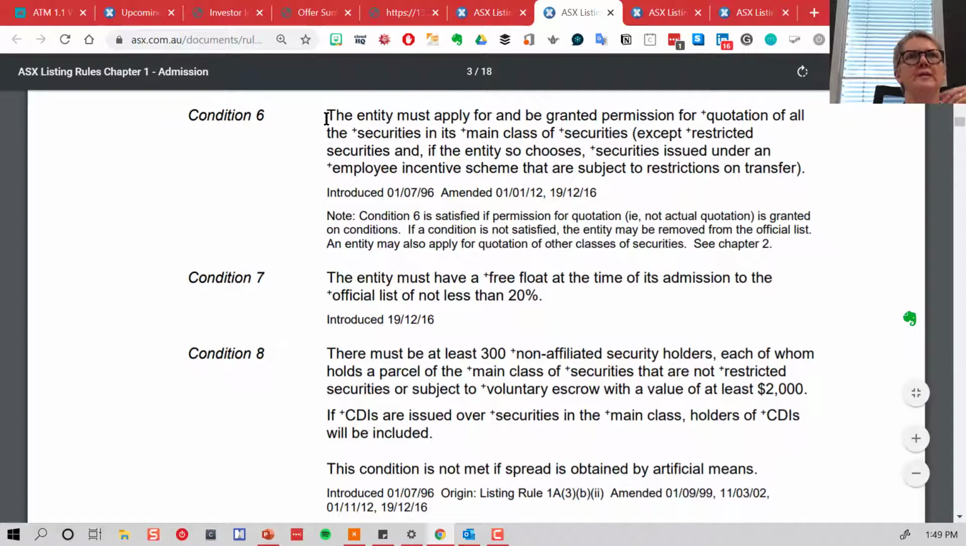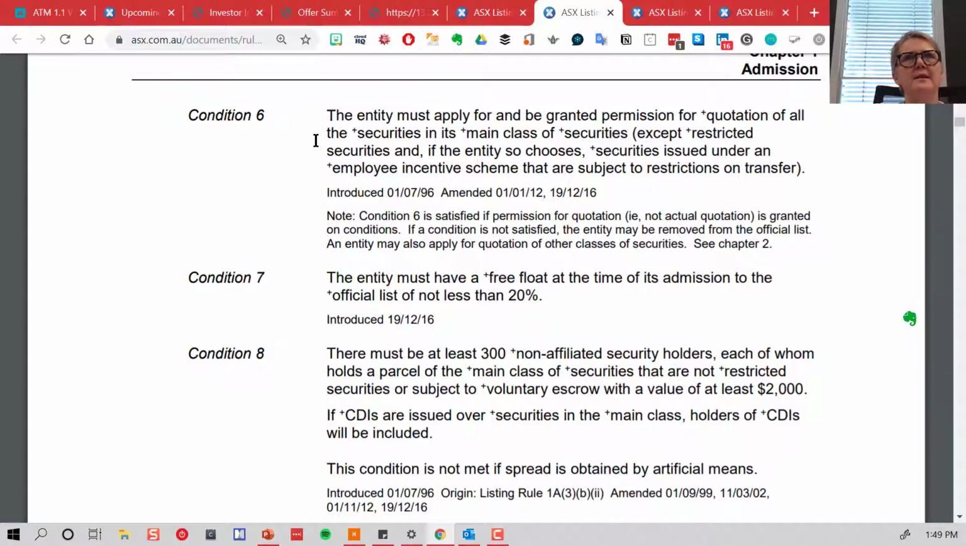You need to, and this will bring us back to Chapter 2 in a minute, you actually need to make an application and be granted permission for your securities to be quoted. So the company gets admitted, that's one part of the approval process. The securities need to be quoted as well.